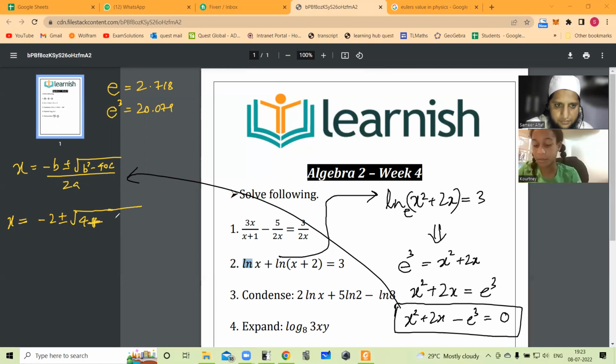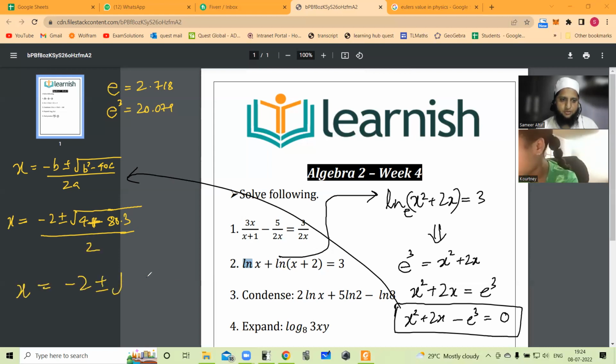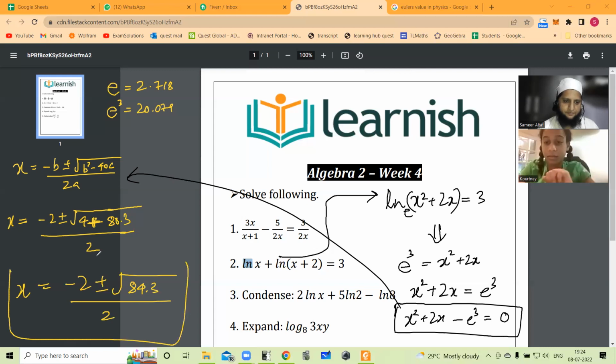4 times 20.079 is 80.3. Okay, so how much is 80.3 plus 4? 80.3 plus 4 is 84.3. And then divided by 2a, that's 2 times 1, that's 2. Now negative 2 plus minus square root of 84.3, divided by 2, right? Now what are we solving first here? Square root of 84.3, isn't it? Yes. How much is that?